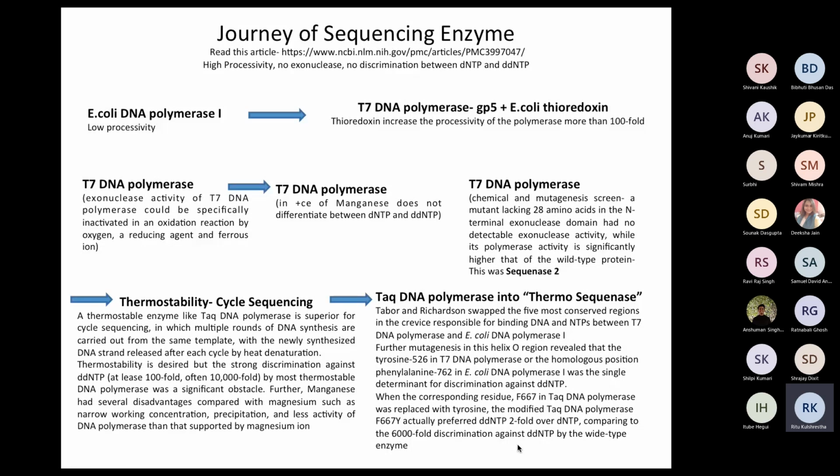it showed drastic results. You can read that the modified Taq DNA polymerase, F667 to Y, that is when it was converted to tyrosine, it started preferring ddNTP rather twofold over dNTP. Can you imagine? Here the discrimination was the other way around, from 100 to 10,000 fold, or let's say up to 6,000 fold, whatever. But now it started preferring the other way around, or it was similar. So this is how a thermosequenase was developed by molecular biologists.